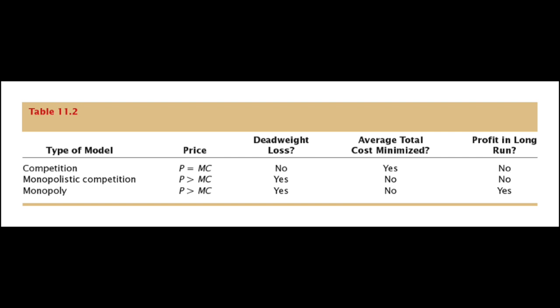This table compares the different effects of competition, monopoly, and monopolistic competition with regards to price, deadweight loss generated, profits in the long run, and the ability to minimize average total cost. From this table, we can see that a monopoly and a monopolistically competitive firm are similar, except in the ability to generate profits in the long run. A competitive firm and a monopolistically competitive firm's similarity is that both have zero profits in the long run.